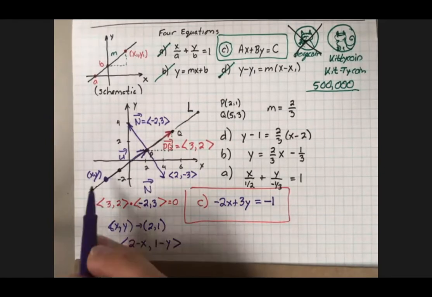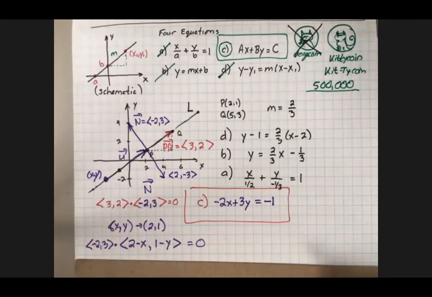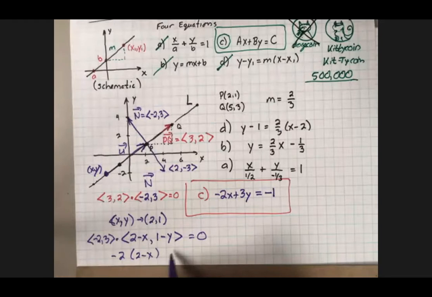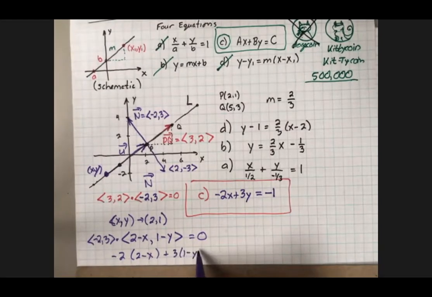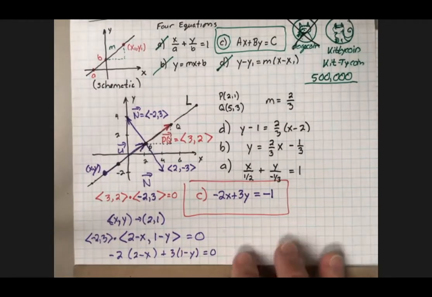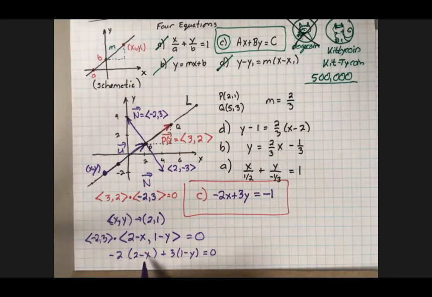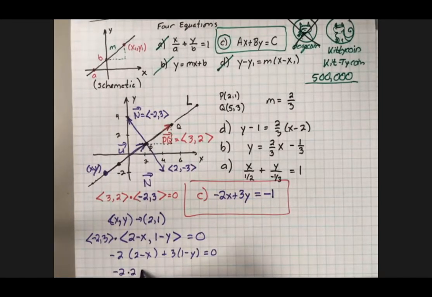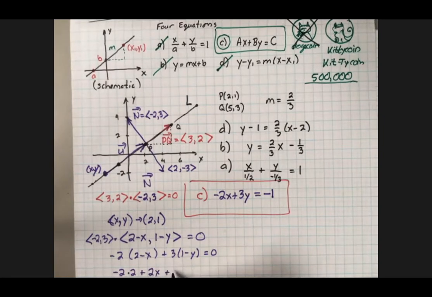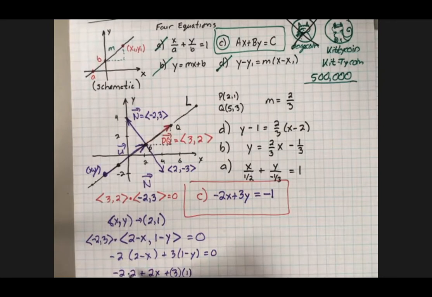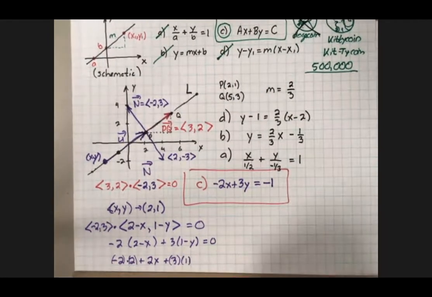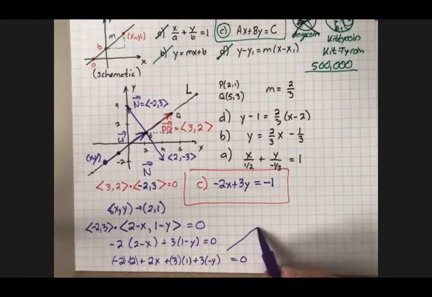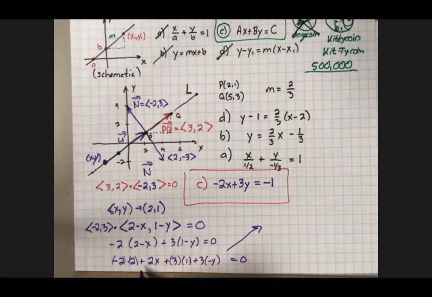And here's the test if x, y lies on that line. If x, y lies on the line, that dot product has got to be 0. So let's work this out. What I get here is minus 2 times 2 minus x, plus 3 times 1 minus y, equals 0. Now let me resist the urge to just multiply these out in this fashion. What I want to do is organize these: minus 2 times 2, plus 2 times x, plus 3 times 1, plus 3 times minus y, equals 0.